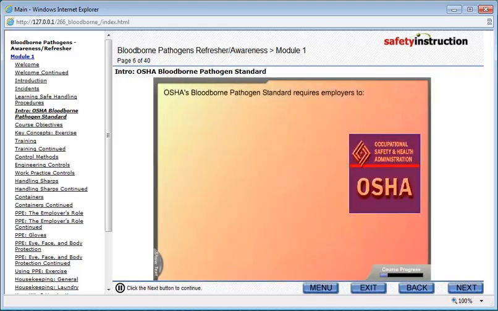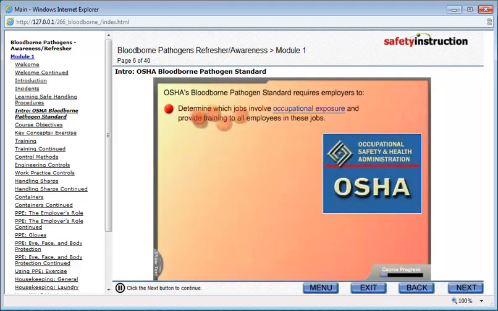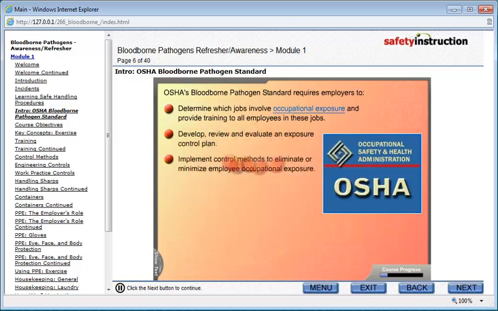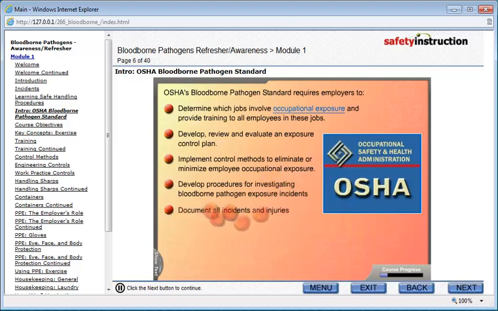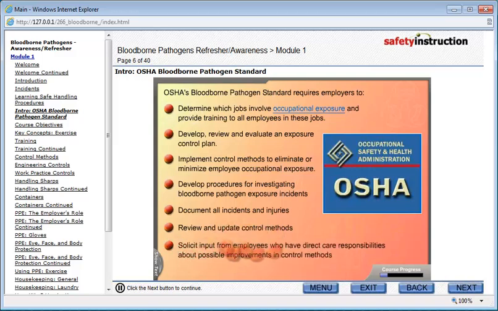OSHA's Bloodborne Pathogen Standard requires employers to determine which jobs involve occupational exposure and provide training to all employees in these jobs. Develop, review, and evaluate an exposure control plan. Implement control methods to eliminate or minimize employee occupational exposure. Develop procedures for investigating bloodborne pathogen exposure incidents. Document all incidents and injuries. Review and update control methods. And solicit input from employees who have direct care responsibilities about possible improvements in control methods.